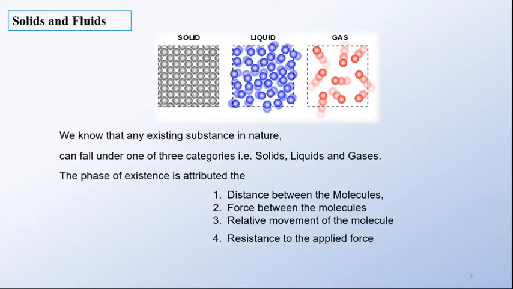We know that any existing substance in nature can fall under one of the three categories, that is solids, liquids, and gases. The phase of existence is attributed to the distance between the molecules, force between the molecules, relative movement of the molecules, and resistance to the applied force. If you analyze, distance between the molecules is least in case of solids. In case of liquids and gases, it is much more.